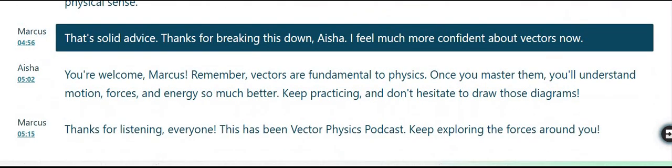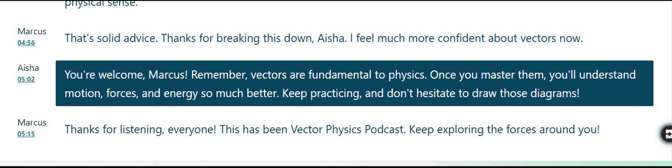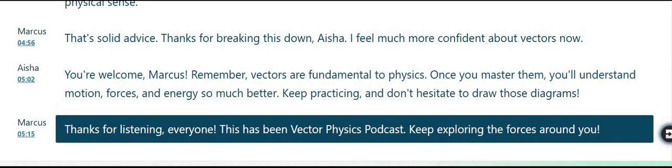That's solid advice. Thanks for breaking this down, Isha. I feel much more confident about vectors now. You're welcome, Marcus. Remember, vectors are fundamental to physics. Once you master them, you'll understand motion, forces, and energy so much better. Keep practicing, and don't hesitate to draw those diagrams.